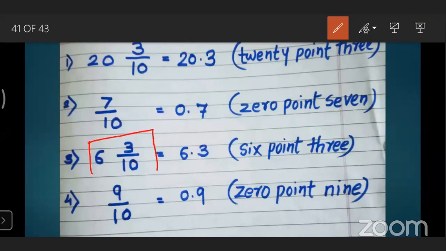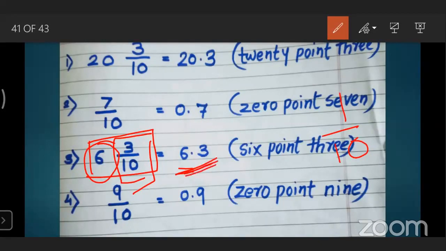6 and 3 upon 10. Now 6 is a whole number, so we write it here. Now 3 upon 10 is a fraction. 3 upon 10 means it's a first decimal place. So we are writing the 3 at the first place of the decimal line. So it becomes 6.3. Okay.